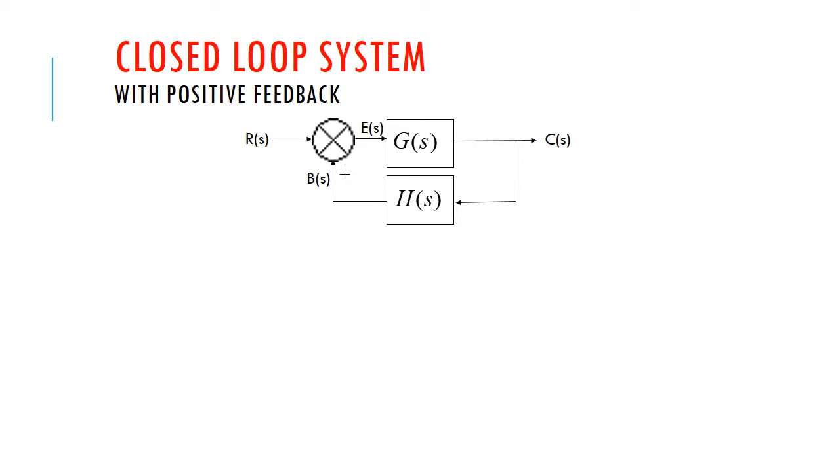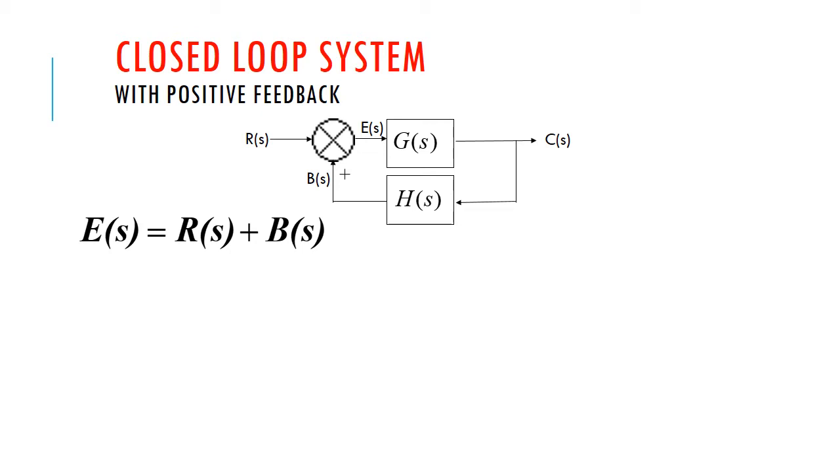In this, we have considered feedback as positive. For that, the plus sign is given. It means if it is a plus sign, then the type of feedback is positive. When it is a negative sign, the type of feedback is negative. So the output of the summing point is E of S, which is the algebraic sum of the reference signal and the feedback signal. In this case, E of S is equal to R of S plus B of S.